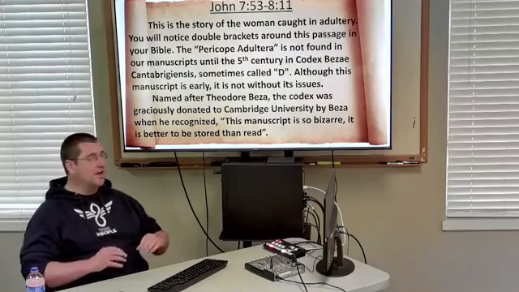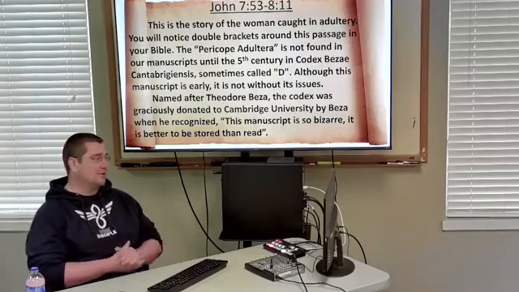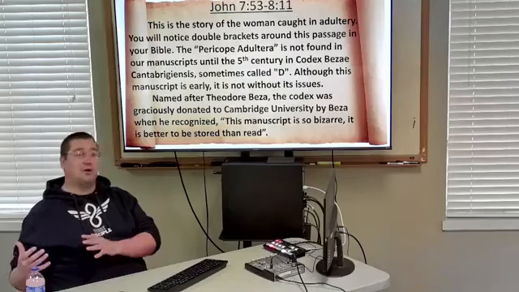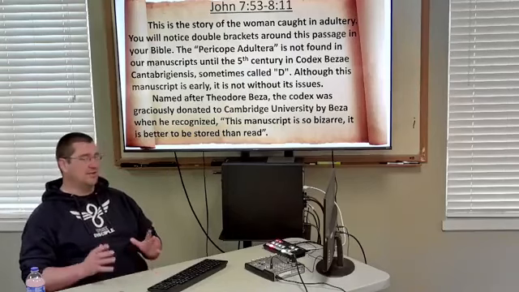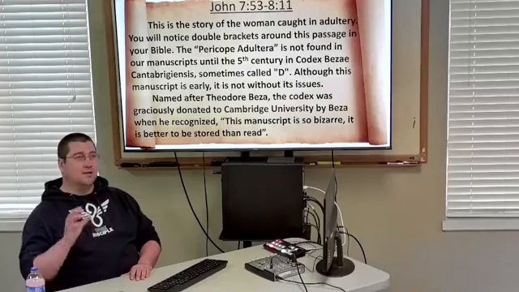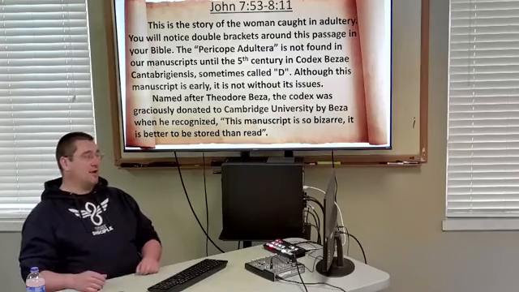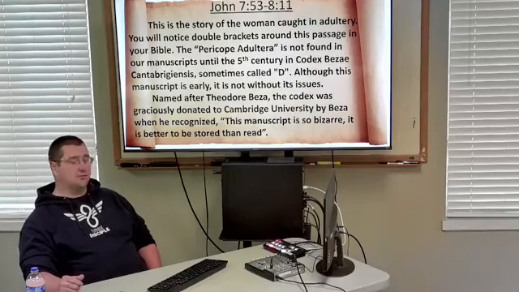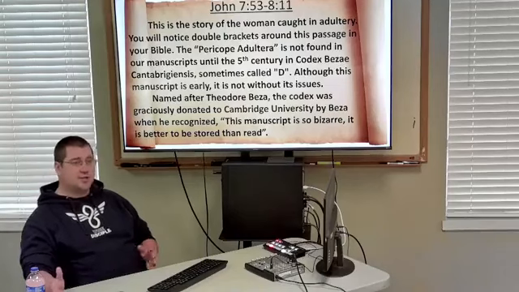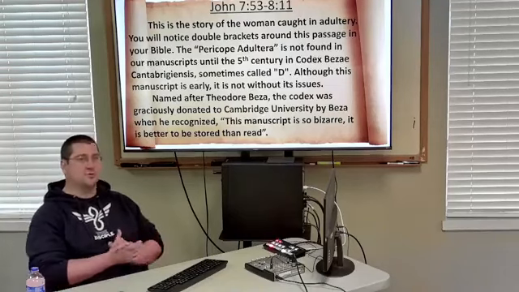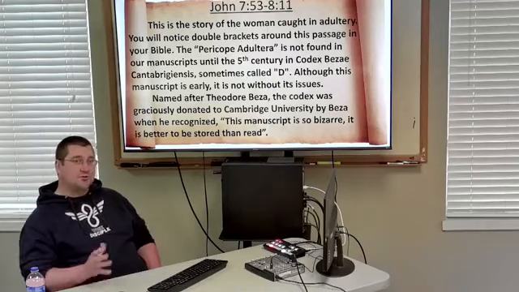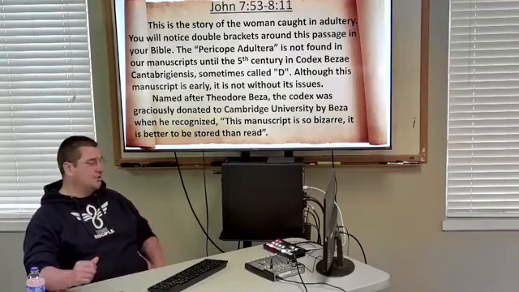Most of them keep it in there and will flag you with these double brackets because they're so big. This one is for John 7:53 through 8:11 and the longer reading of Mark. This is called the Pericope Adulterae. It's the adultery story, and it's not found in our manuscripts until the 5th century in what's called Codex Bezae Cantabrigiensis, which is sometimes called D. Although this manuscript is early, it's not without its issues. 5th century is actually pretty good as far as how early our manuscripts go. It's a manuscript of the Gospels plus Acts, so that is fairly early considering all things.